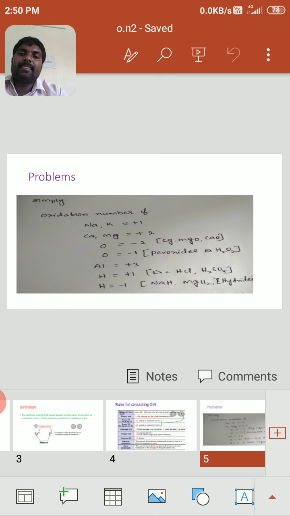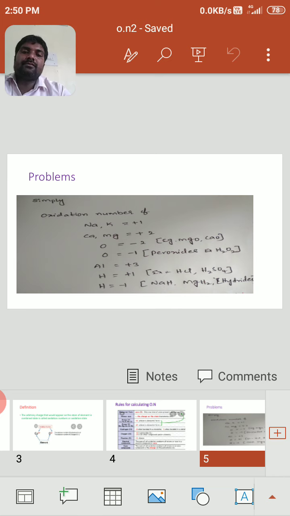So here, simply: oxidation number of sodium and potassium, wherever you see them, is +1. Calcium and magnesium are +2. Oxygen's common oxidation number is -2, other than in peroxides, where it is -1. Aluminium is +3. Hydrogen is +1 when it combines with non-metals. If it combines with metals, the hydrogen oxidation number is -1. So these are the main rules.